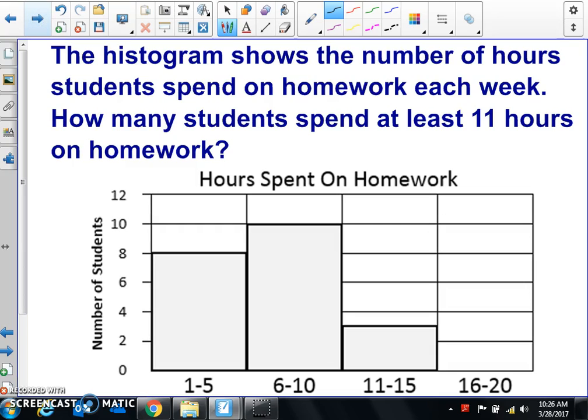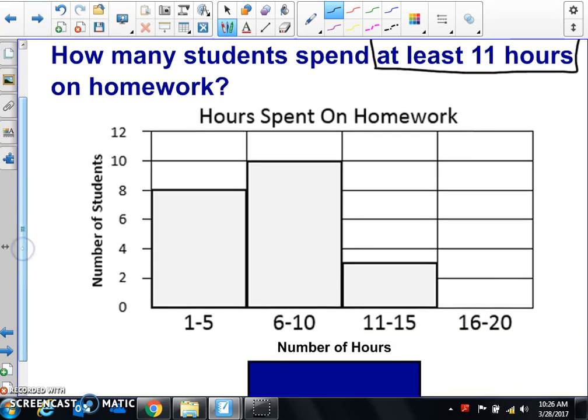All right, so the exact same thing. And this time they're asking how many students spend at least 11 hours. Remember, at least means 11 or more. So at least is here. And we already determined that that was 3. So it's 3 students.